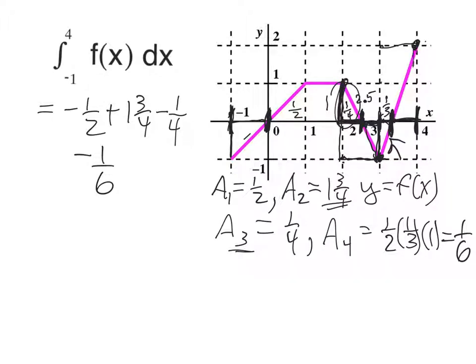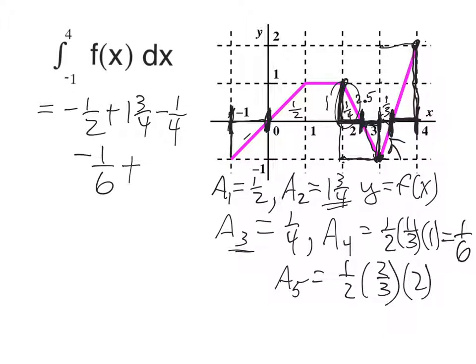And then finally, our last part here, this is above the x-axis, so the definite integral would be a positive value for that part. Area of that one: 1/2 times, well, the base in this case would be 2/3. And then the height of that one will be 2. So the area of this triangle ends up being 2/3. So add and subtract. I guess we're adding negative numbers.